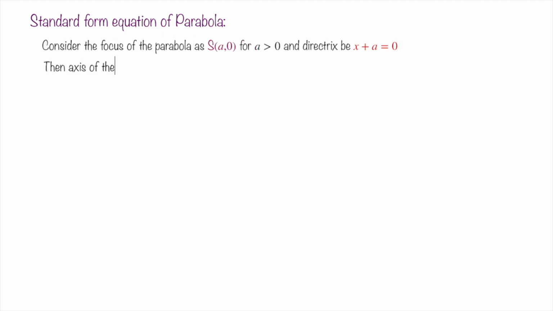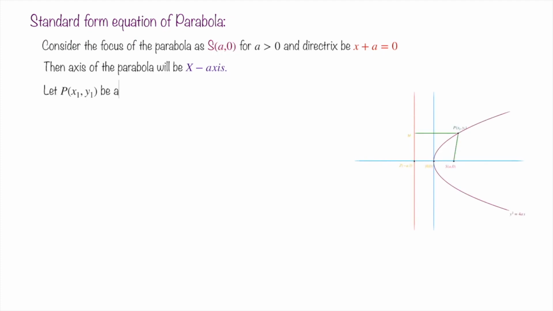parabola. Now let us consider the parabola whose focus is (a, 0) and the directrix is the vertical line x plus a equal to 0. Here, for a positive, this focus is sitting on the positive side of the x axis. We are so picky in choosing the focus and directrix to make the equation simple.